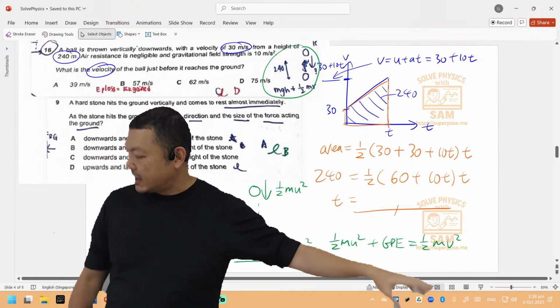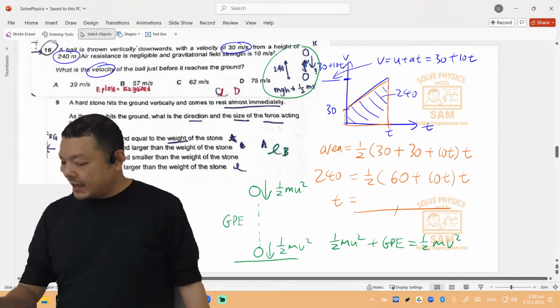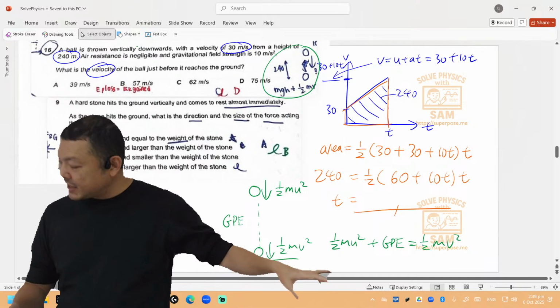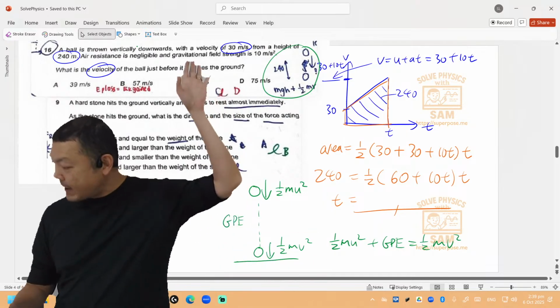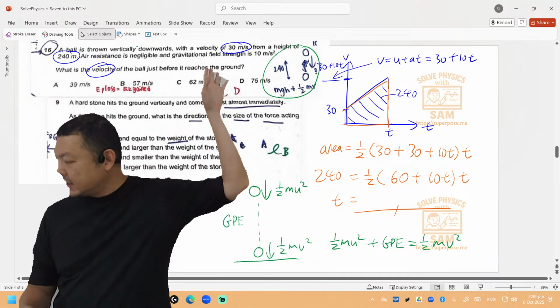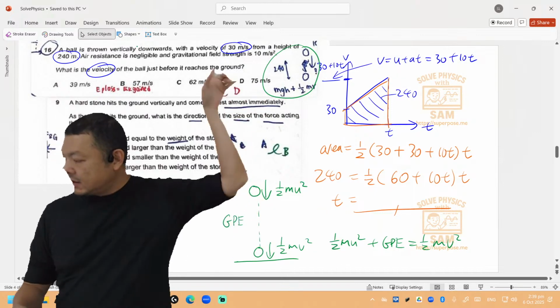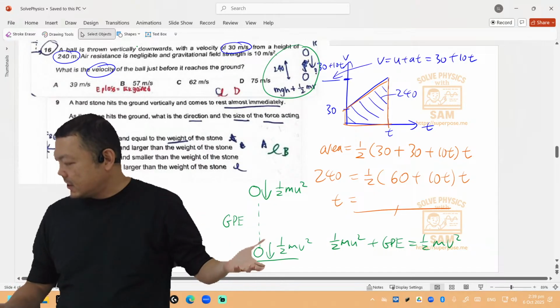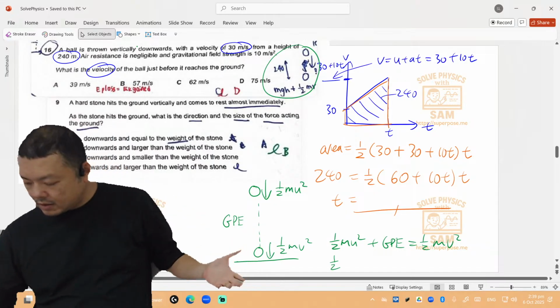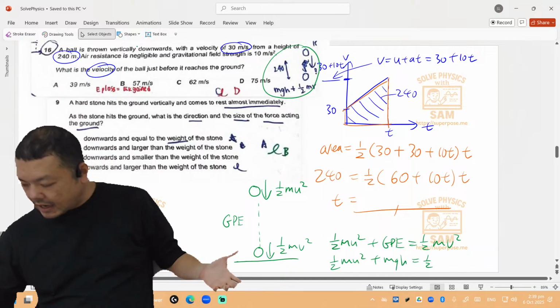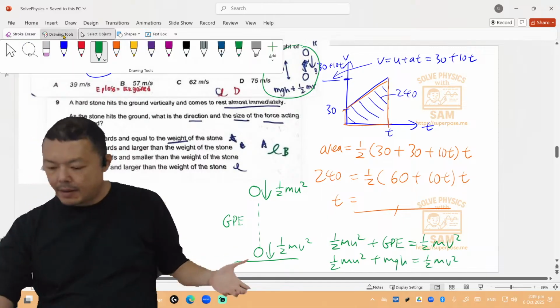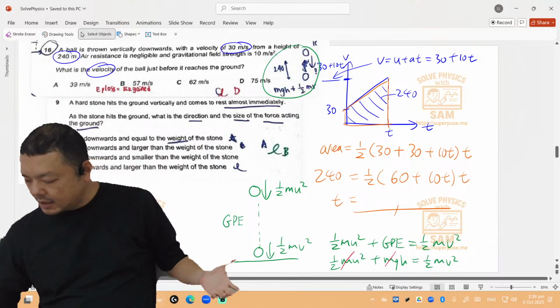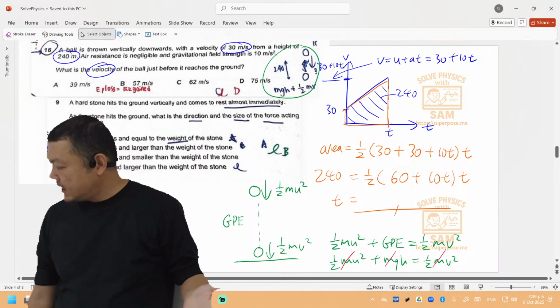So one big thing that you realize is that if you want to use the energy method, always check: did they give you mass? Because I got a mass term here. Did they give you the mass? They didn't, right? Oh no, then how? But it's okay, right? Because every one of the terms here has an m inside. So it cancels off.